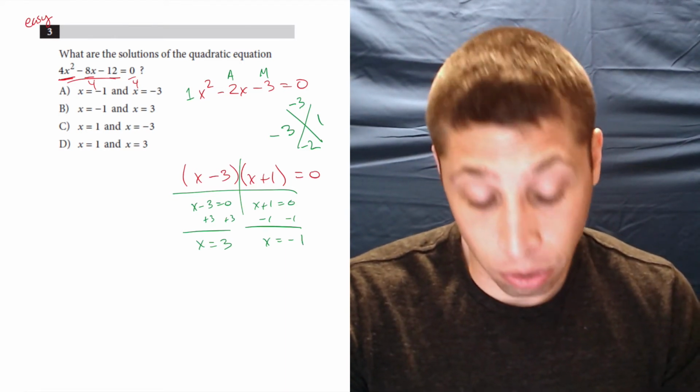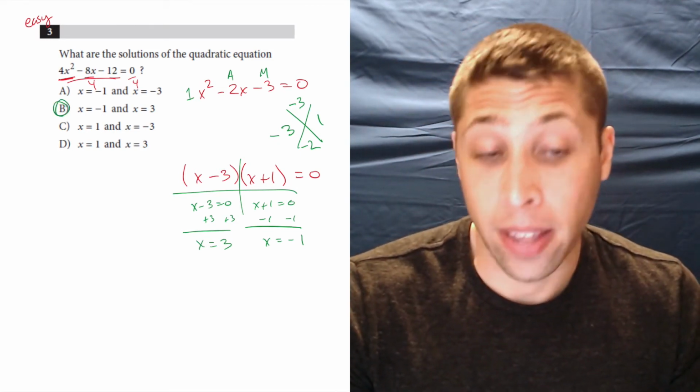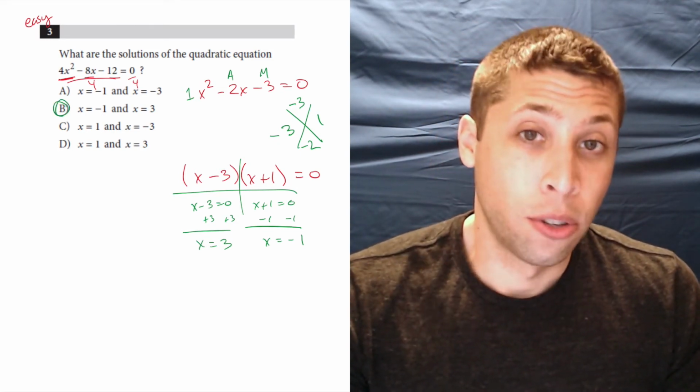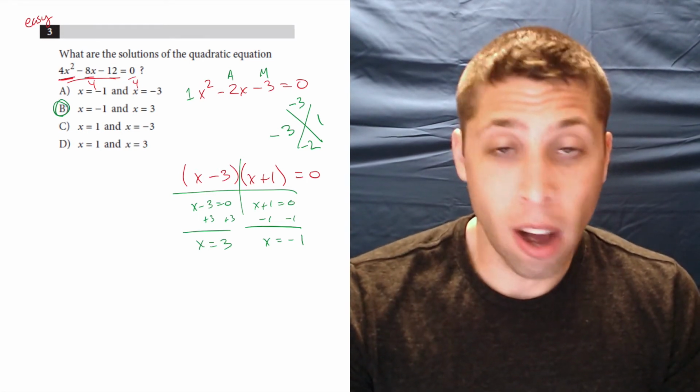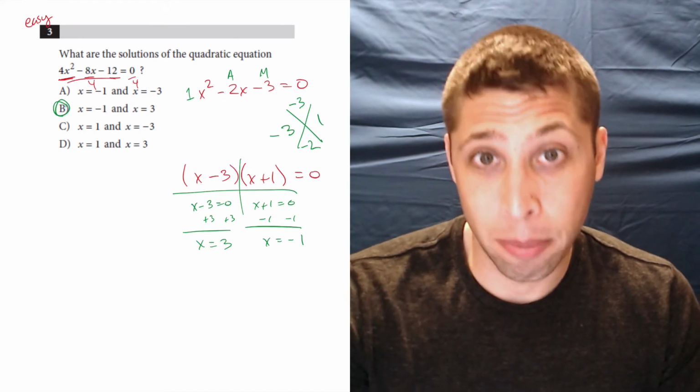So we get x equals 3, we get x equals negative 1, and that is choice B, and that is the answer. So this is fundamental algebra. This is on the SAT. It will absolutely be on your SAT. You need to know how to factor reliably, okay?